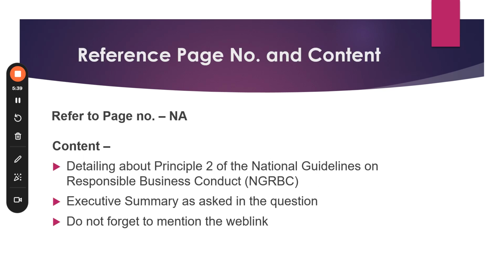What if I talk about the page number? Nothing is mentioned in the book, right? What we need to talk about are the details of Principle 2. Firstly, we need to talk about what Principle 2 covers in detail. Then we need to mention the executive summary as asked in the question. And last but not least, we need to specify the web link which is being asked, right?